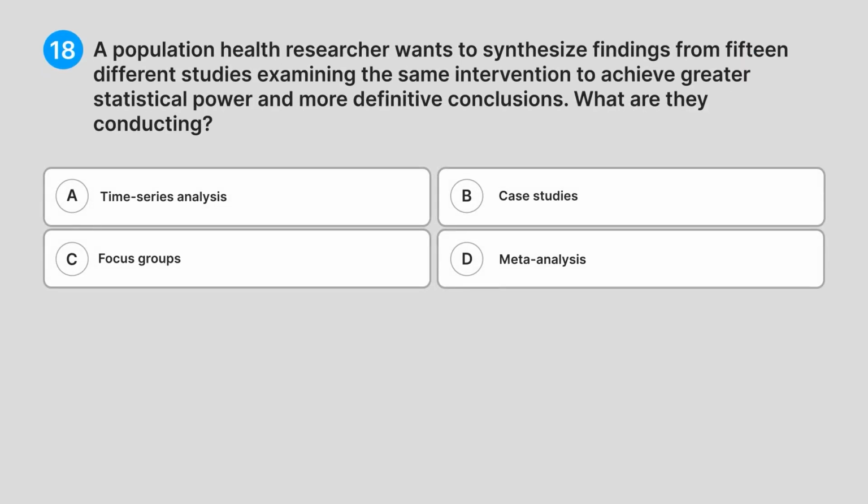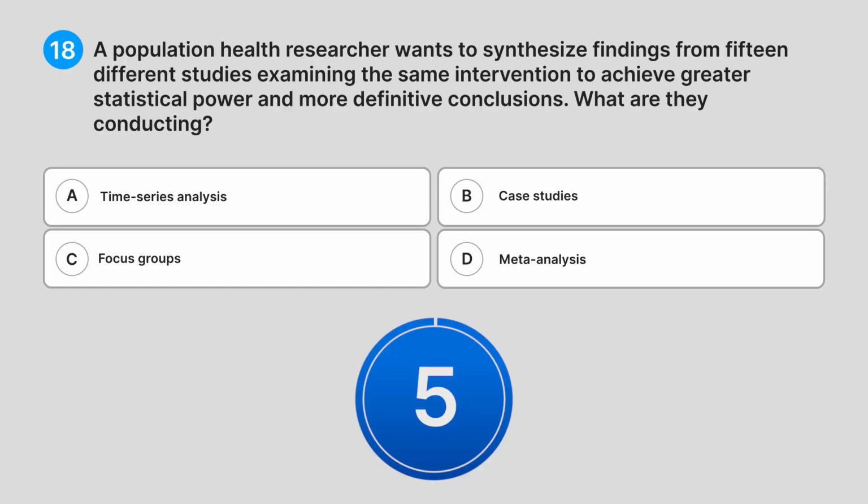18. A population health researcher wants to synthesize findings from 15 different studies examining the same intervention to achieve greater statistical power and more definitive conclusions. What are they conducting? A. Time series analysis. B. Case studies. C. Focus groups. D. Meta-analysis. Do you know the answer?